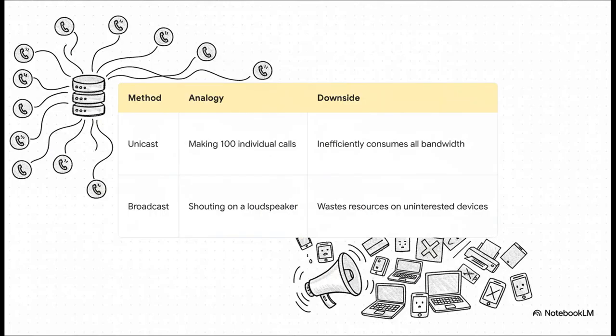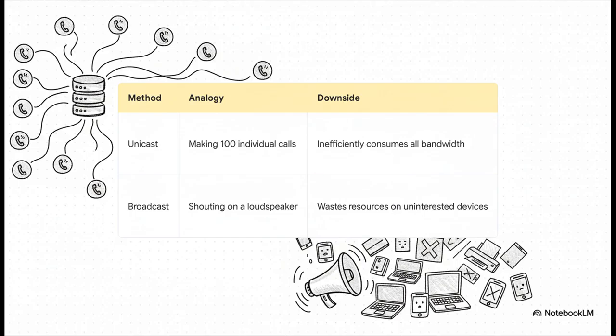You see, there are two, let's call them brute force ways to deliver that stream. First, you've got Unicast. Think of this like making 100 separate phone calls to tell 100 people the exact same story. The server has to send a unique, identical copy of the stream to every single viewer. As you can imagine, that eats up bandwidth like crazy.